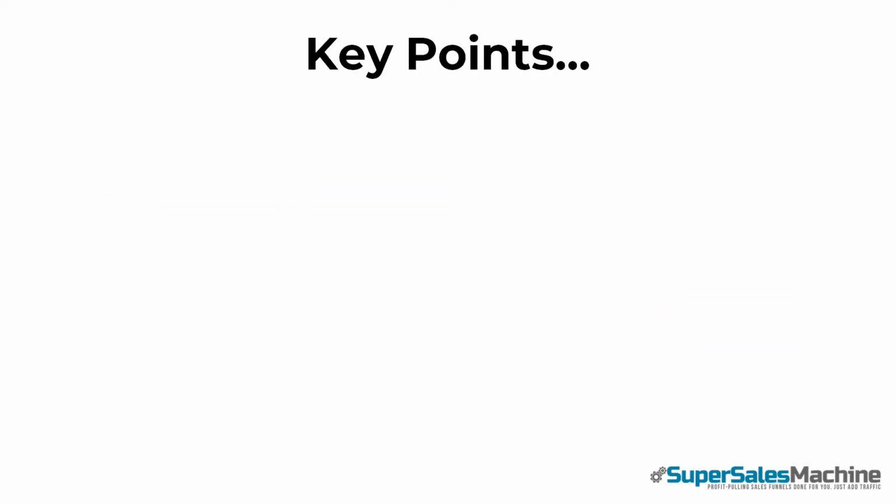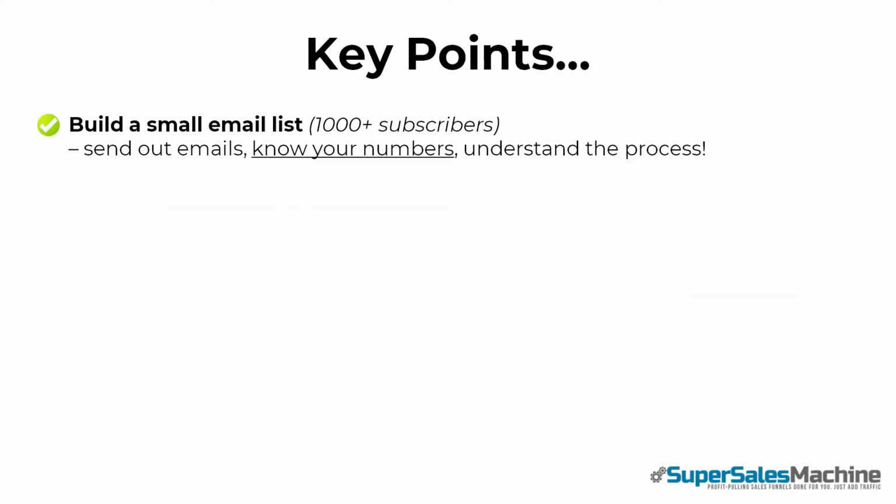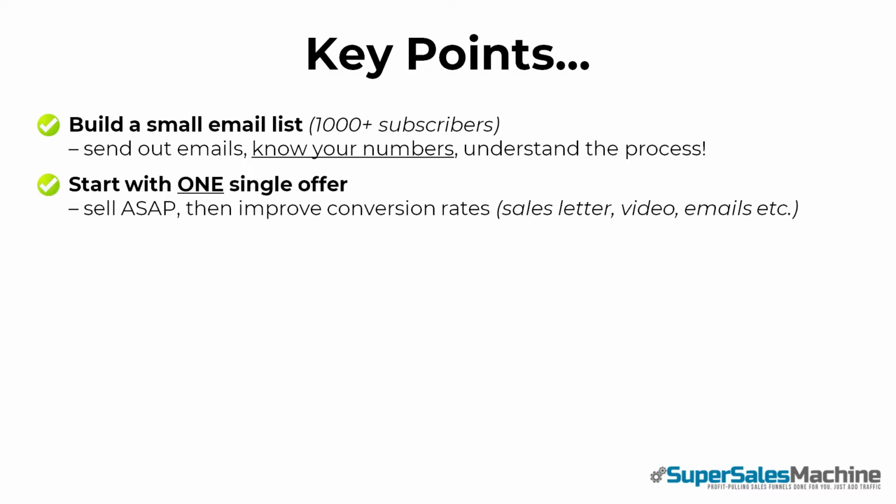So, the key points in this video. Start off by building a small email list. Even 1,000 subscribers is enough to get going. That way you can send out emails, know your numbers, and understand the process. Don't overcomplicate things and start with one single offer, like an ebook. Sell it as soon as possible, then improve the conversion rates like your sales letter, sales video, email subject lines, and so on further down the line.